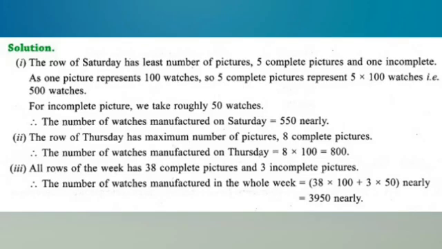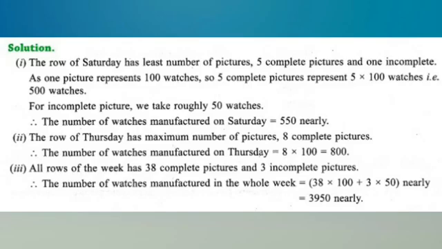First question, on which day were the least number of wristwatches manufactured? Look at the above pictograph. We can say the row of Saturday has least number of pictures. 5 complete pictures and 1 incomplete. As one picture represents 100 watches, so 5 complete pictures represent 500 watches. For the incomplete picture, we take roughly 50 watches. Therefore, the number of watches manufactured on Saturday is equal to 550 nearly.